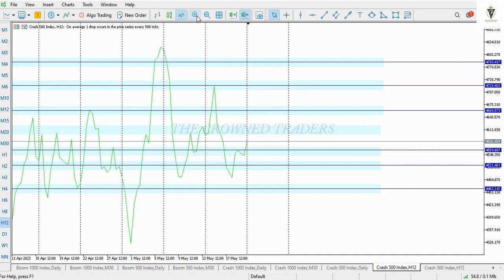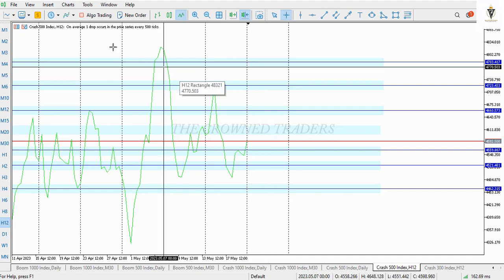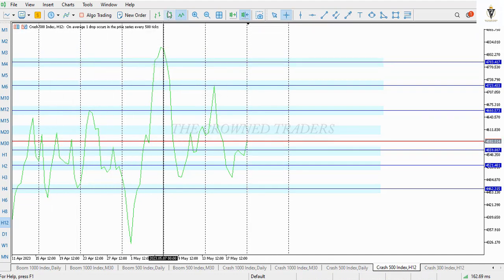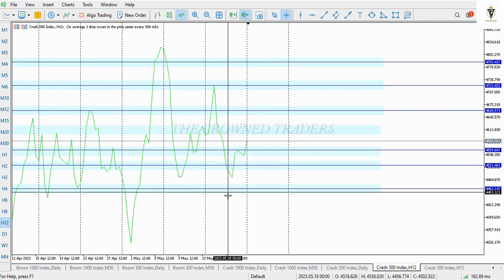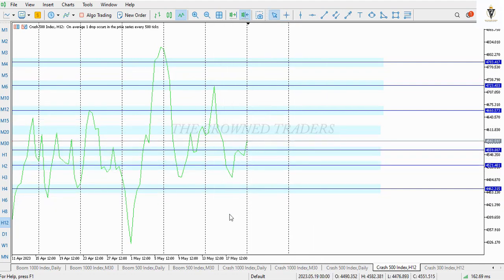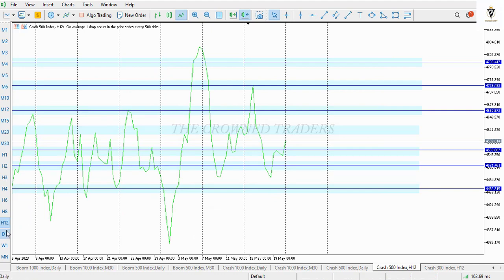So if you want to just work with one time frame, let's say H12, it is expected that you pick three levels below current price. This is where current price is. Change your chart from candlestick to a line chart on H12, and then you will start hunting and picking out your levels.